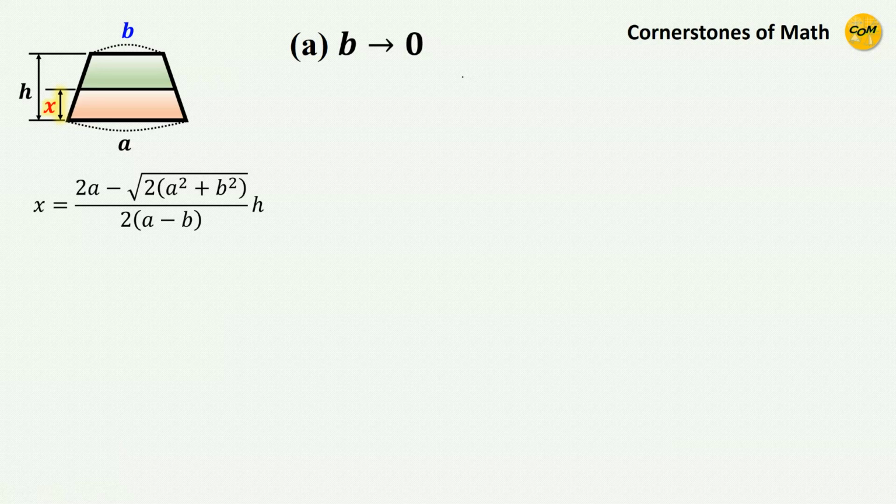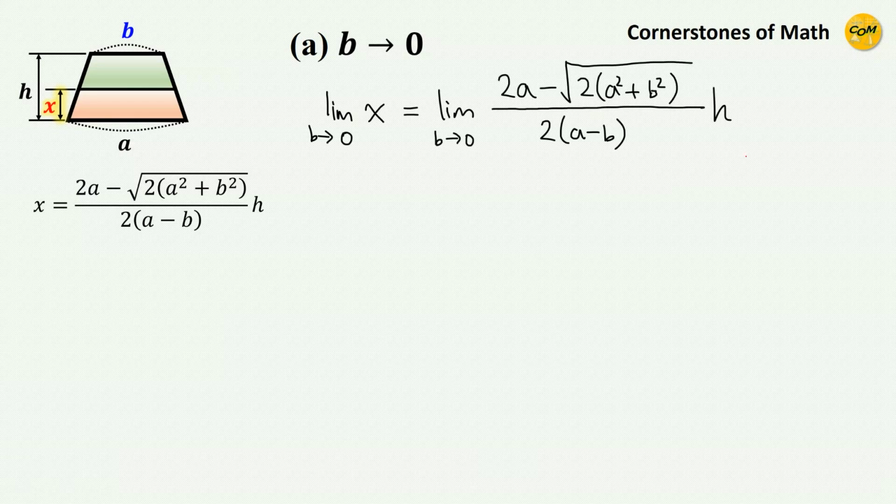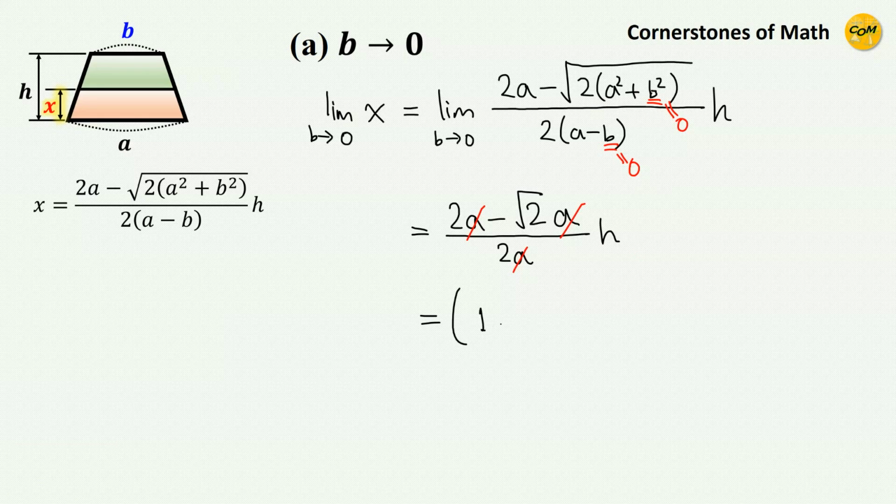First, when b approaches 0. Then we have the limit of x as b approaches 0, which is this limit, and we can evaluate this limit by simply letting b be 0 in the given expression. This gives 2a minus square root of 2, then a can come outside, divided by 2a times h, so a can be cancelled out, and we have 1 minus square root of 2 over 2 times h.